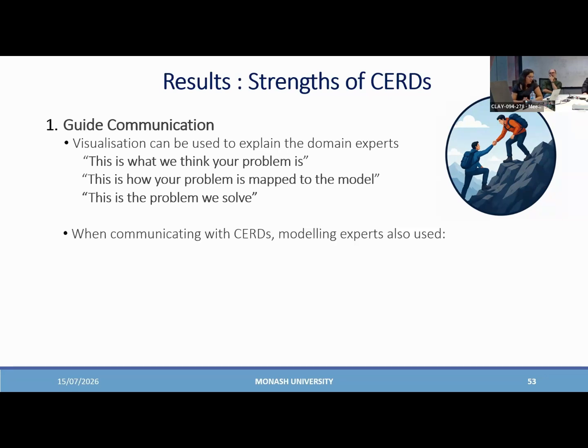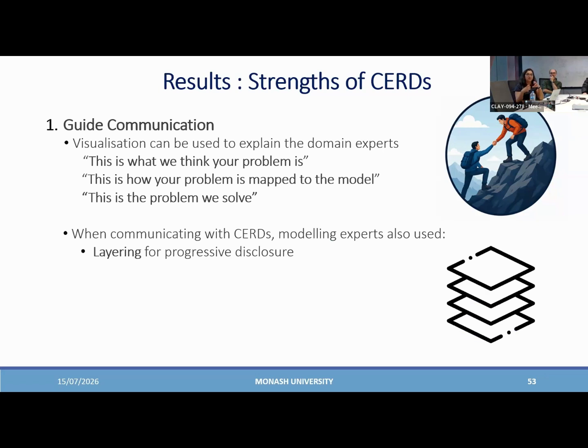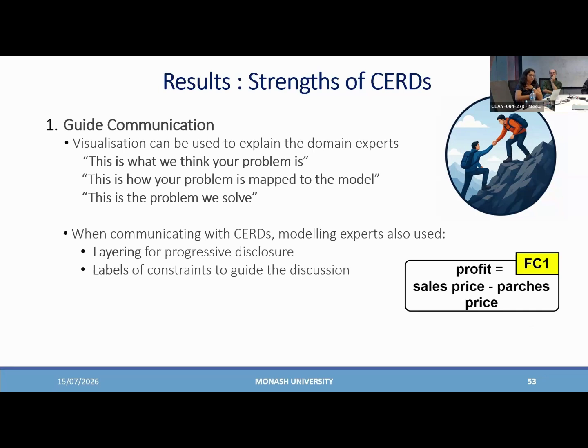And we could also notice the modeling experts used layering and progressive disclosure during workshop 2, particularly for the big projects. For some small projects with small modeling components, they actually preferred to have the entire diagram, because it avoids premature disturbance or premature questions appearing halfway through the narration. And then they use labeling to guide the discussion.